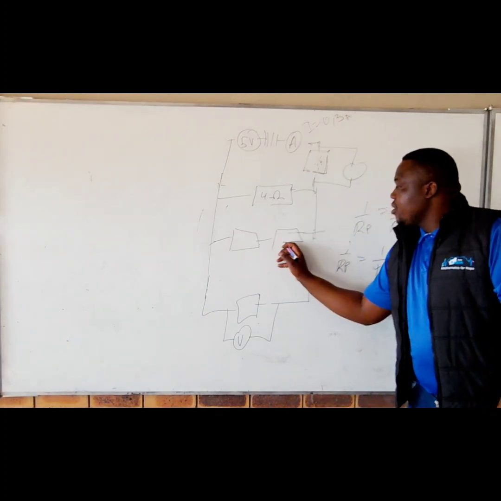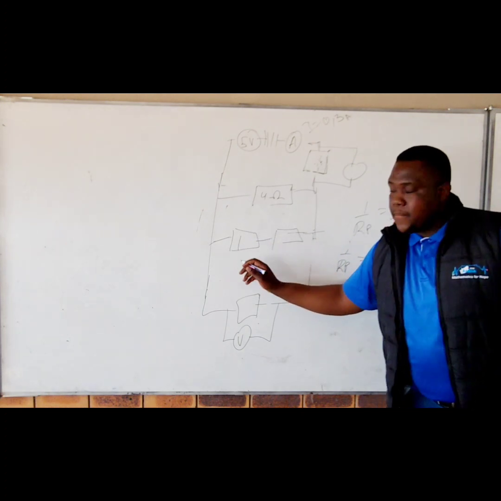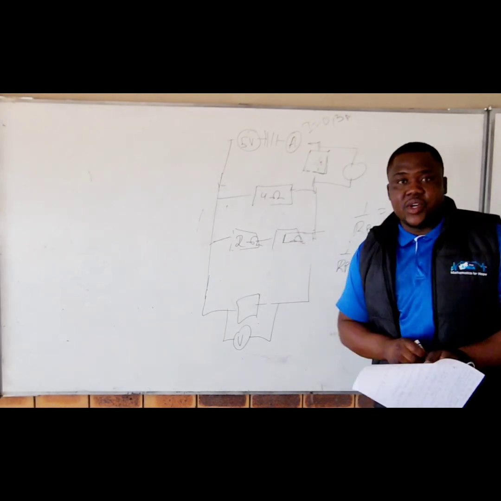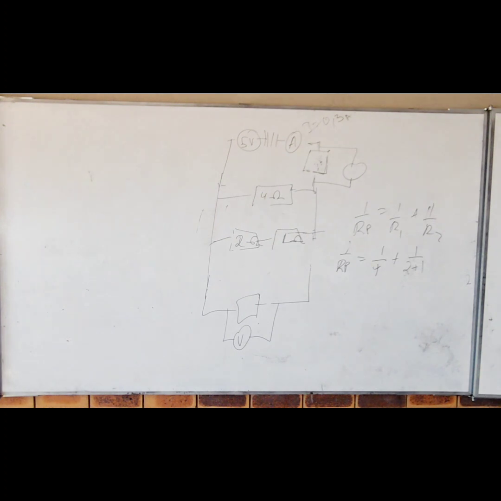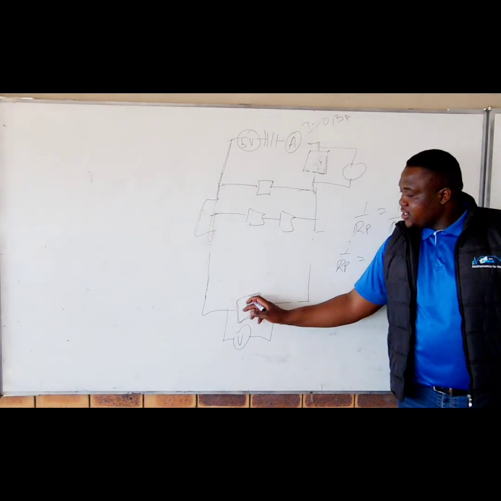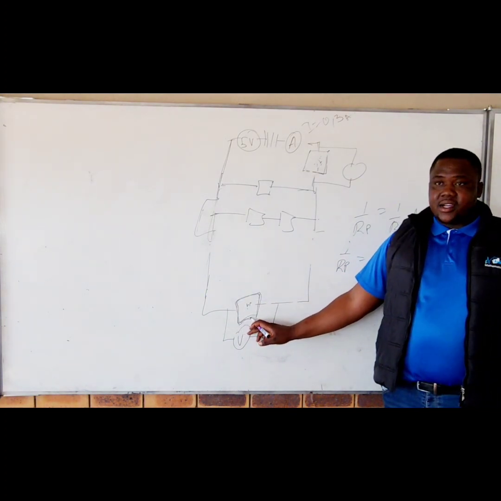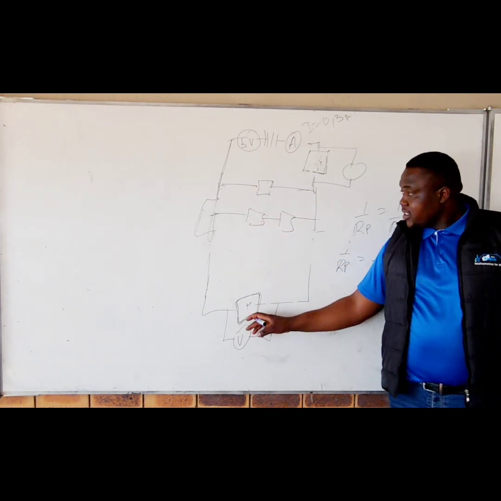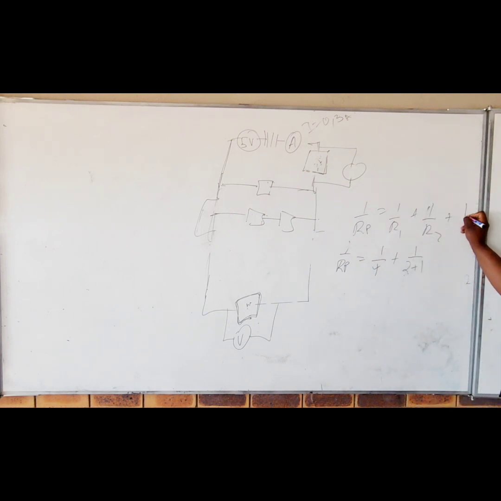Okay, I'm coming. Here we've got 2. Here we've got 1. There's a question. Let us hear the question. Guys, someone raised the question: what about this resistor? Is it not in parallel with these two? It is correct. This resistor is in parallel with these two, meaning that here we need to extend our formula plus 1 over R3.